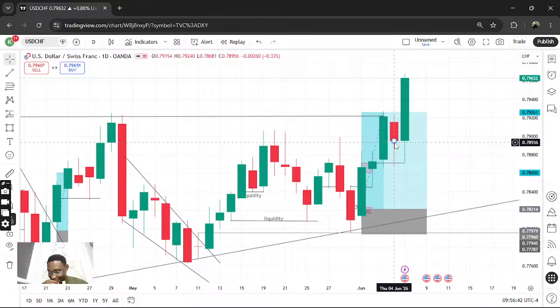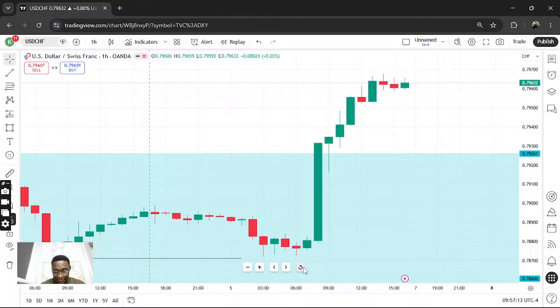So let's see how it looks in 4 hours time frame. This is it in 4 hours time frame. This is how it looks in 4 hours time frame, but it is more obvious in daily time frame. So let's quickly go back to hourly time frame. Now this is 1 hour time frame. Let's continue.